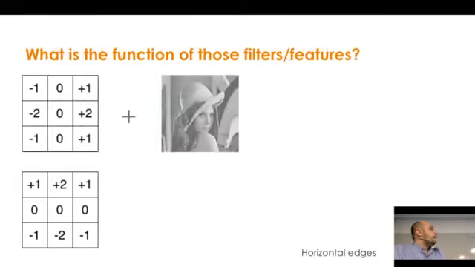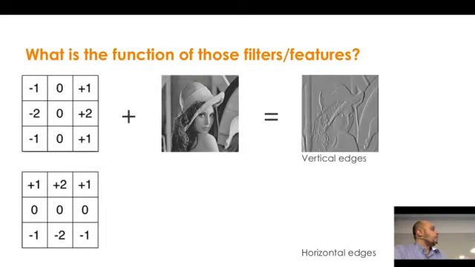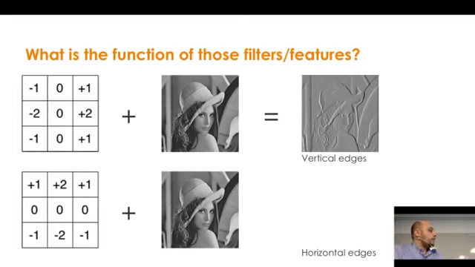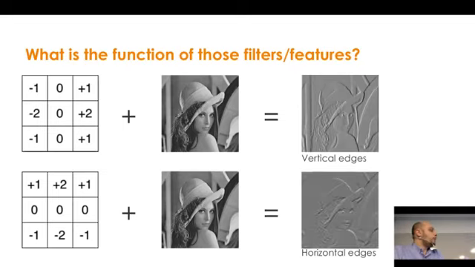Okay, so the idea of those convolution filters is to do what is called feature extraction. We start with low-level features like edges, and for this example, this filter is detecting vertical edges, and this filter over there is detecting horizontal edges. So the whole idea is to come up with an automated way to extract features.